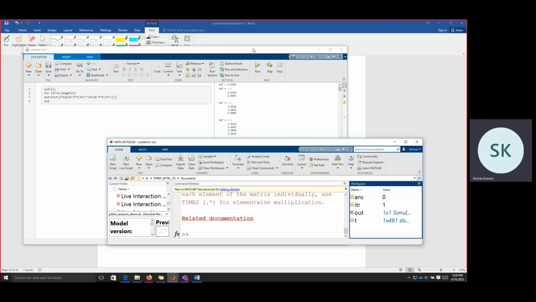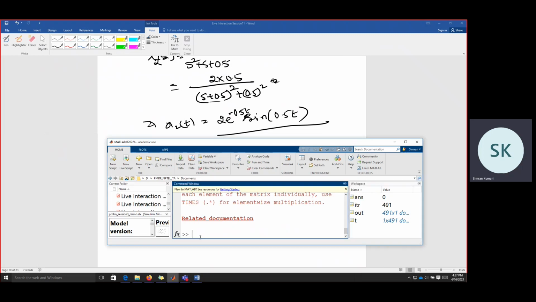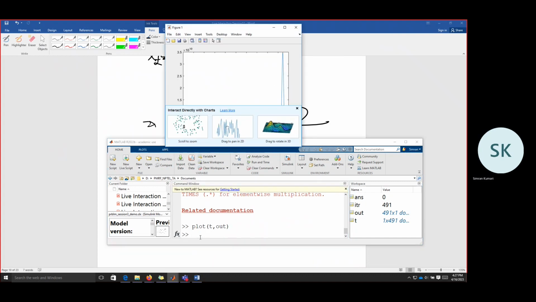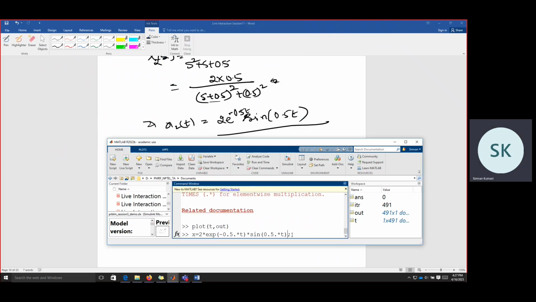This is correct. This is 2 e to the power, okay, this was minus. We'll just plot this one. Plot t comma out. Okay, it seems I have done something incorrect. Fine. So basically we can try this command, but I don't know.